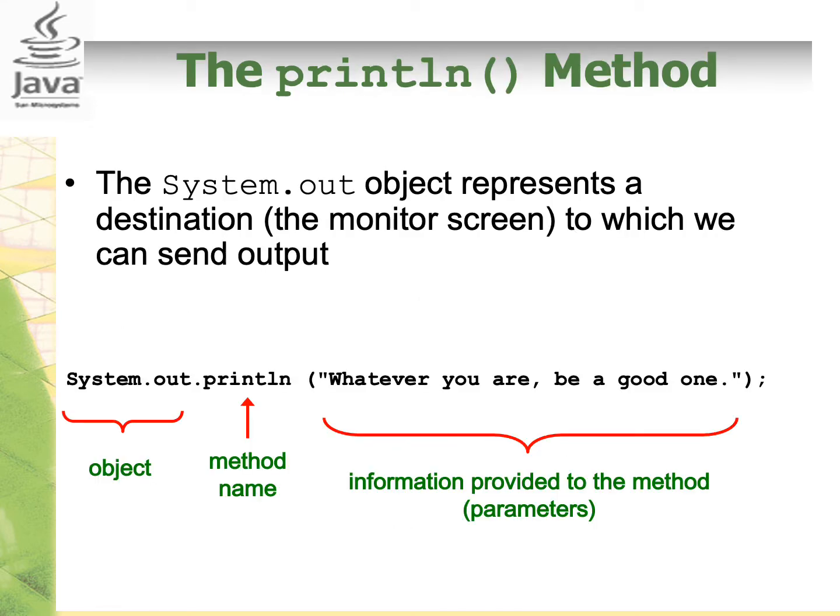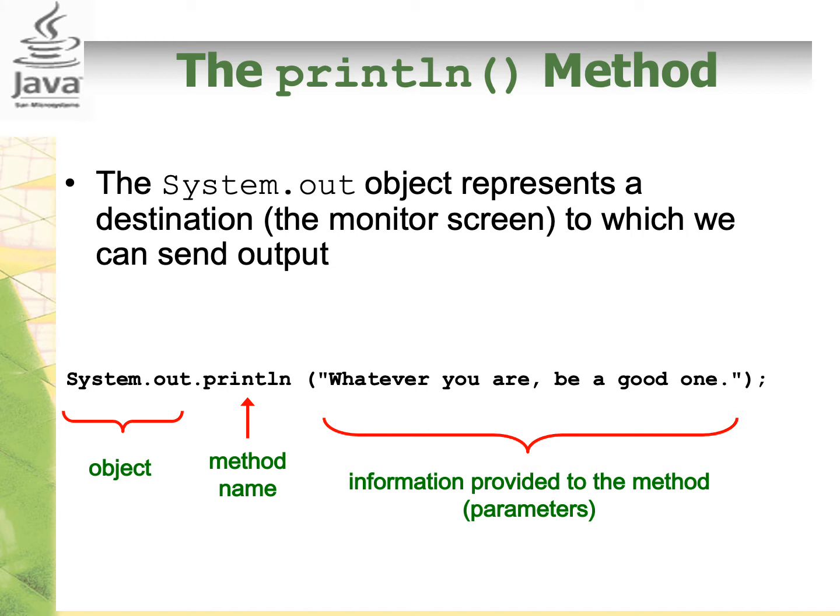The println method. We have seen System.out.println in many examples before. So what is it? The System.out object represents a destination, which is the monitor screen, to which we can send output. Println is a method that prints a string and then terminates the line. The cursor remains at the start of the next line at the console, or the output that we see, so that the next printing will take place from that next line.